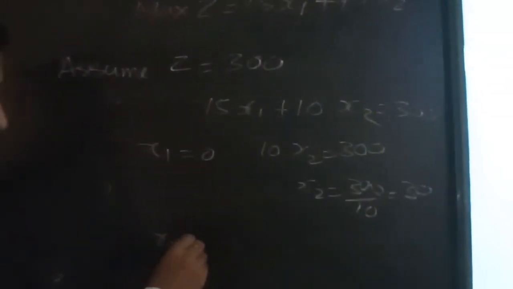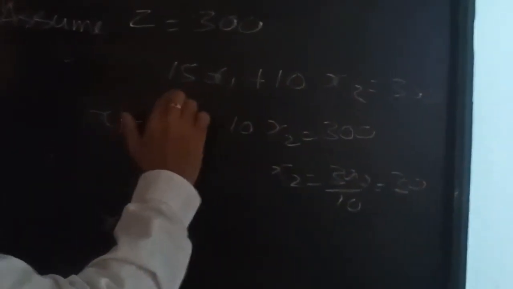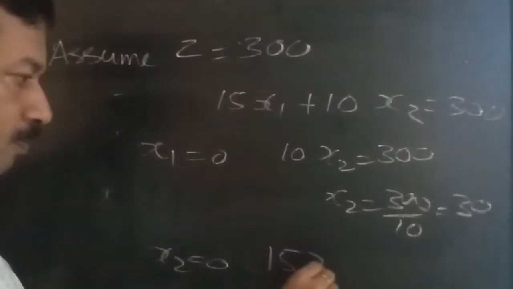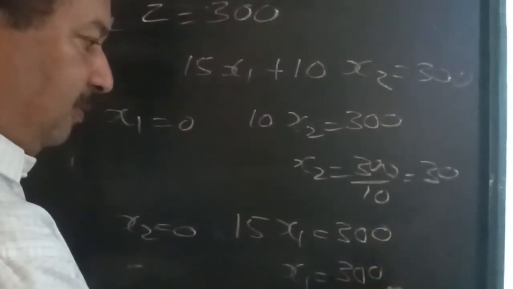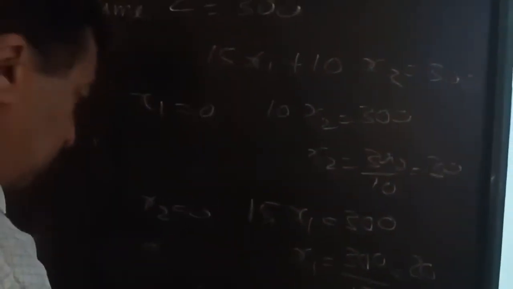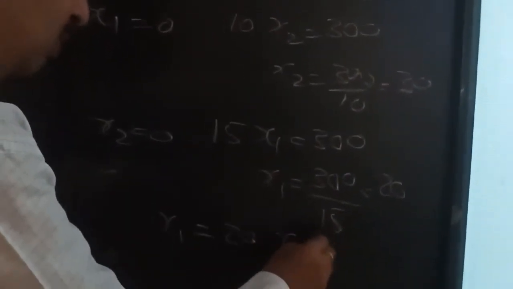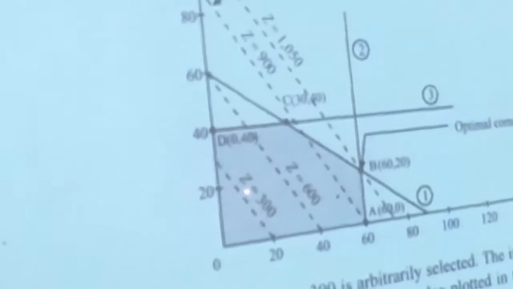Similarly, you put x2 equal to 0. When x2 is equal to 0, 10x2 becomes 0. Therefore, it becomes 15x1 equal to 300. Therefore, x1 is 300 divided by 15 equal to 20. So the values are x1 is 20 and x2 is 30. That's what we have drawn here. This is a dotted line we have drawn. This is an ISO profit line.